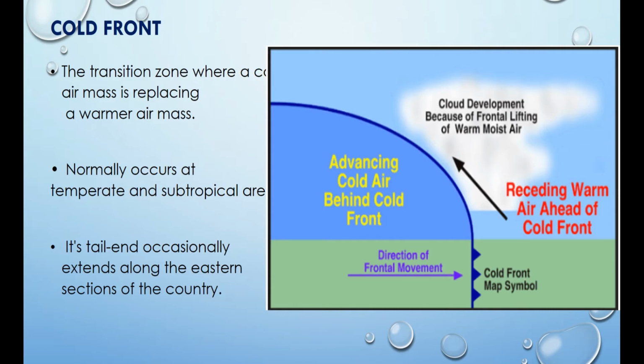Cold front is a transition zone where a cool air mass is replacing a warmer air mass. Yun nga yung nasabi ko kanina. And it normally occurs at temperate and subtropical areas. Its tail end occasionally extends along the eastern sections of the country. Transition lang to ng cool air mass into the warmer air mass.